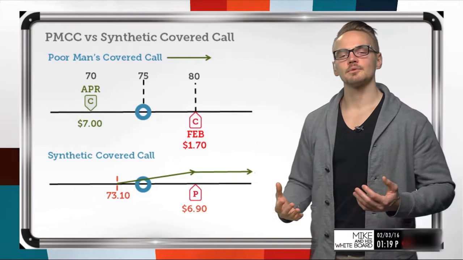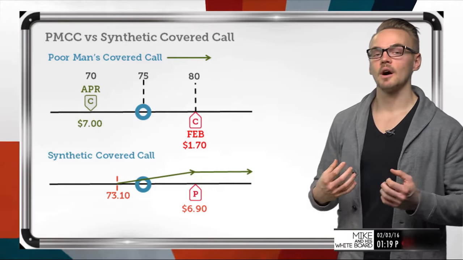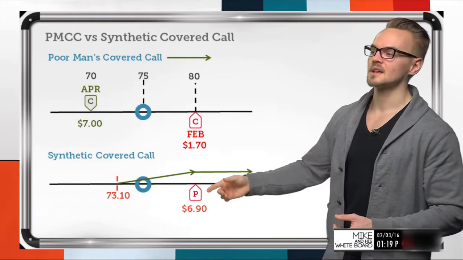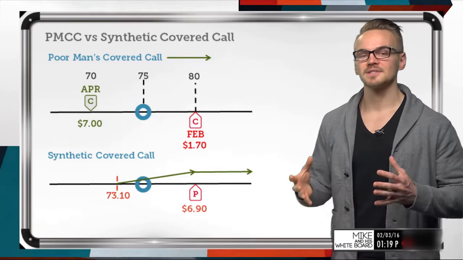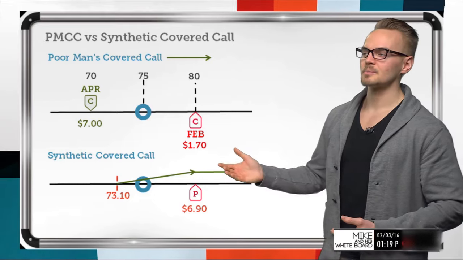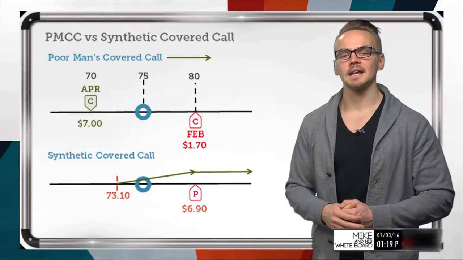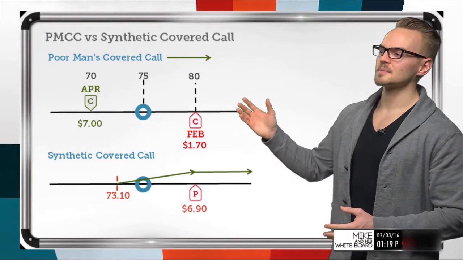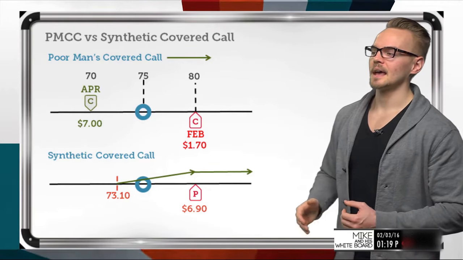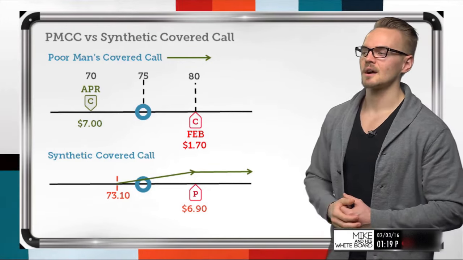We're still going to have roughly the same deltas. We're not going to have all 100 of those deltas because the in-the-money call would have to be very, very far in the money to get those deep deltas, but we'll still have a pretty good exposure to the upside if the stock ends up going to the upside. So we've got ourselves a poor man's covered call here, and we're comparing that with a synthetic covered call down here.